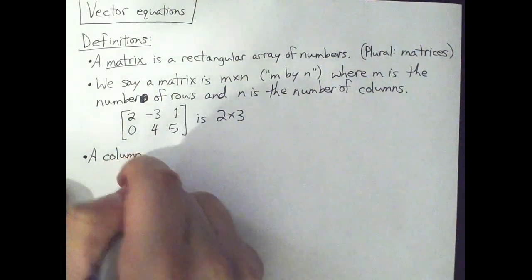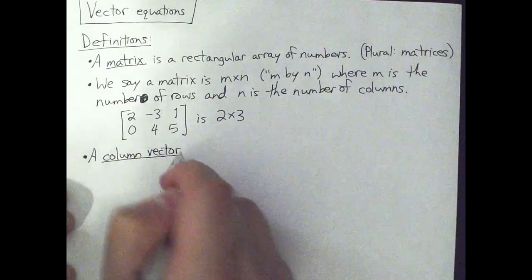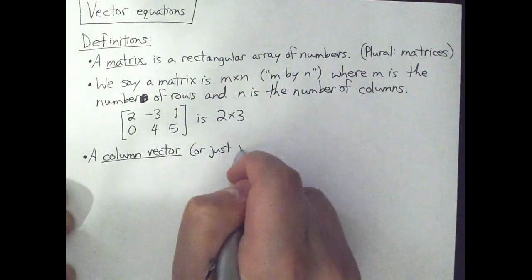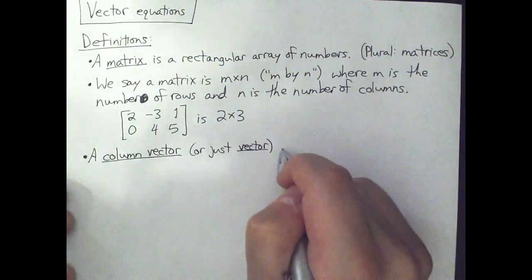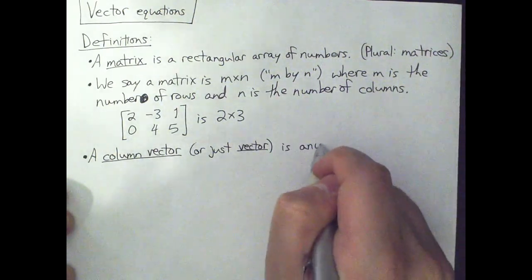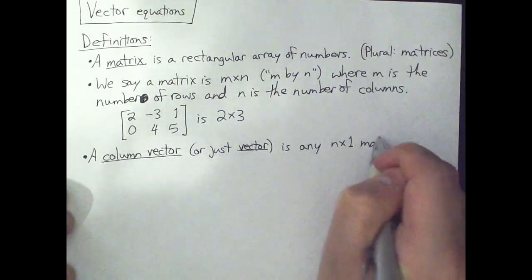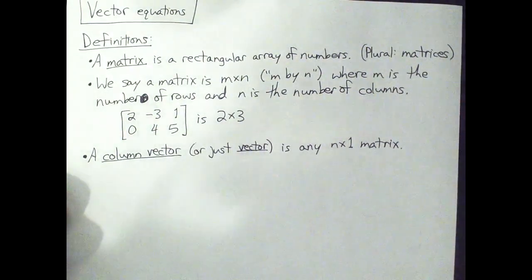A column vector, I'm going to underline that. A column vector, or sometimes we might just call it a vector, is any n by 1 matrix. So if you put that together with what we said above, n by 1 would mean that there is 1 column. So it's a matrix that only has 1 column.